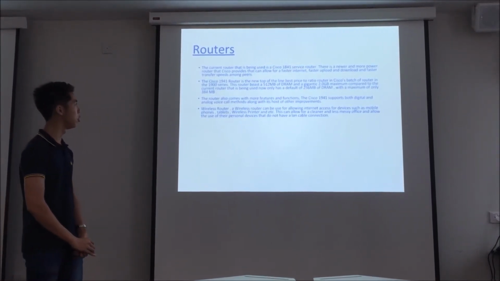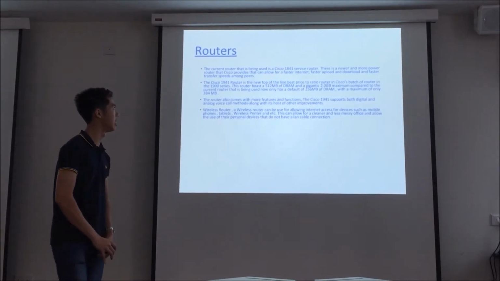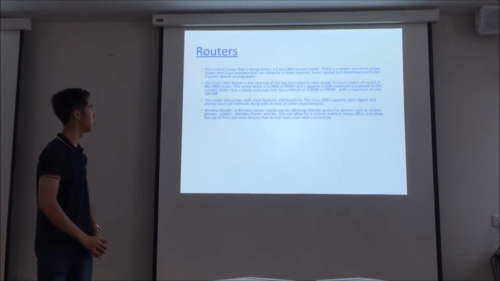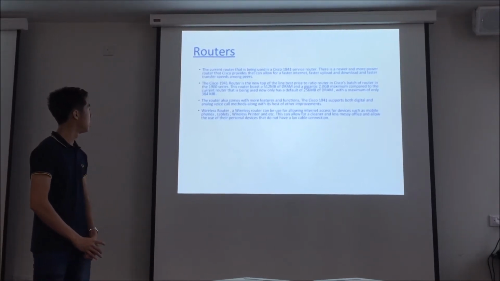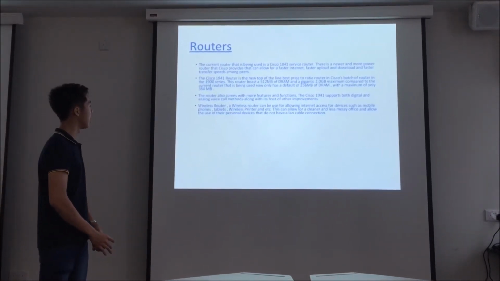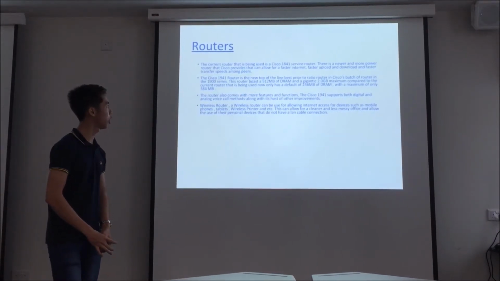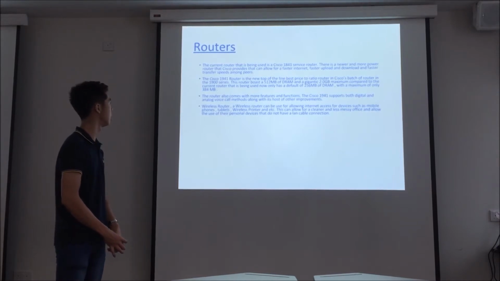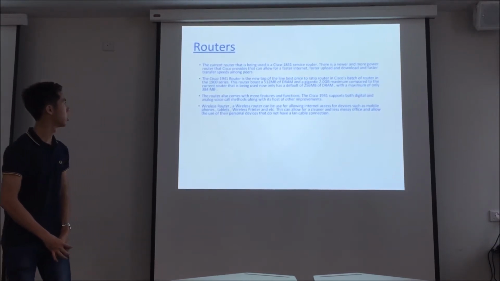Currently, there is a newer and more powerful router that Cisco provides that allows for a faster internet, faster upload and download, and faster transfer speed among the peers, which is the Cisco 1914 router, which is the new top-of-the-line and best price-to-ratio router in Cisco's batch of routers in the 90,000 series.